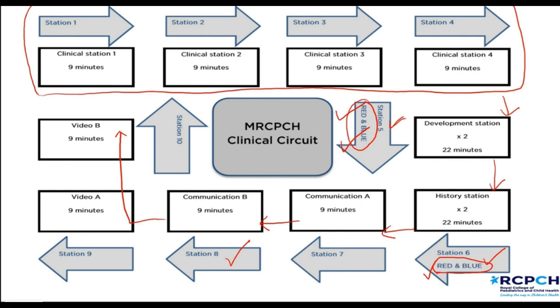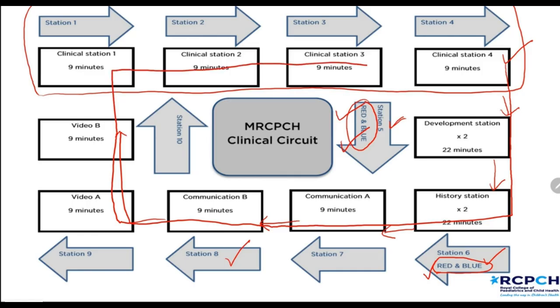Suppose the candidate starts with clinical station 4, so the candidate will go through the developmental station, followed by the history, then communication A, communication B, then video A, video B, followed by the clinical station 1, 2, 3. So the circuit ends with station 3.